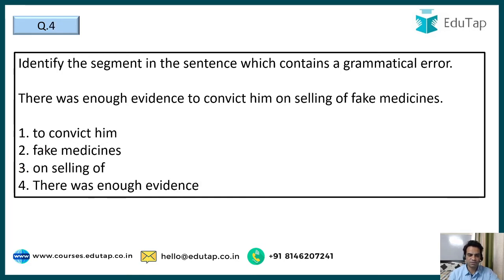Moving ahead, guys, question number 4. Again, we have to find the grammatical error in the sentence, and the sentence is, there was enough evidence to convict him on selling of fake medicines. So I'll read it again. There was enough evidence to convict him on selling of fake medicines. What is the error here, guys? So the error is, there was enough evidence to convict him, not on, it should be for selling of fake medicines. So the correct option here is again option number 3. So the sentence should be, there was enough evidence to convict him for selling of fake medicines.